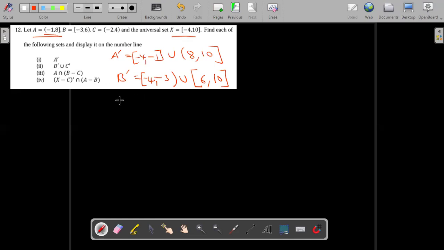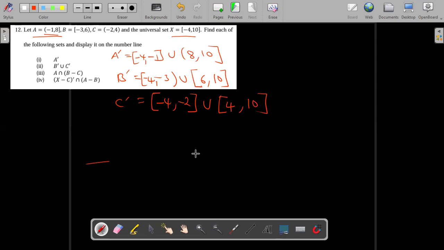C complement, since we want B complement union C complement. What is C complement? Negative 2 is in C, meaning 4 is not in C, meaning it's going to sit in the complement. So you get from negative 4 up to negative 2 in union from C. 4 is not in C, meaning 4 will sit in the complement. So you get from 4 all the way up to 10. These will sit in the complement. So this is what you get as B and C complement.